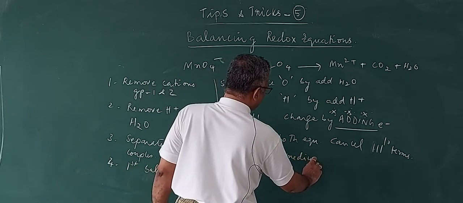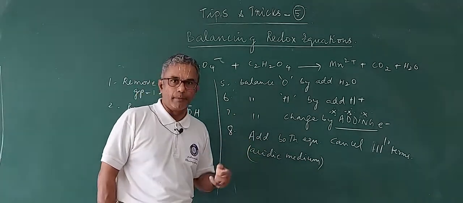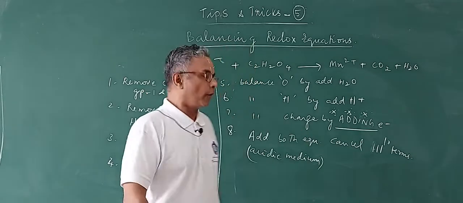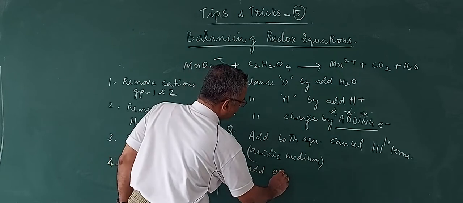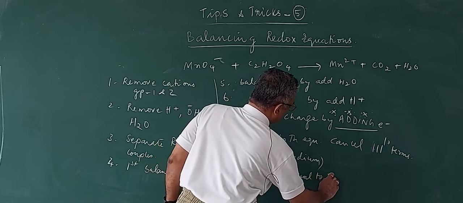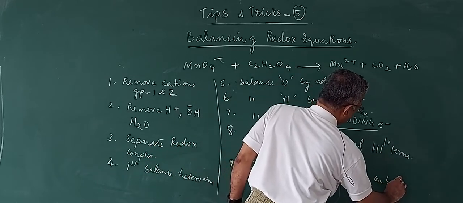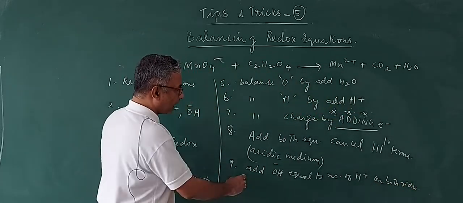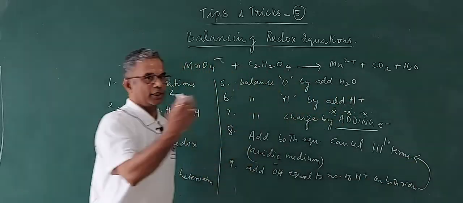Now the equation is balanced in acidic medium. Whatever equation you get, you will be balancing it in acidic medium. Suppose the same question is asked to balance it in the alkaline medium, what you have to do is, the next step is add OH minus equal to the number of H plus on both sides, and then again cancel similar terms to get the final equation.